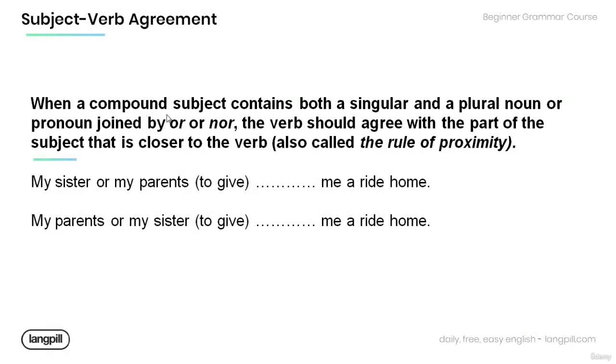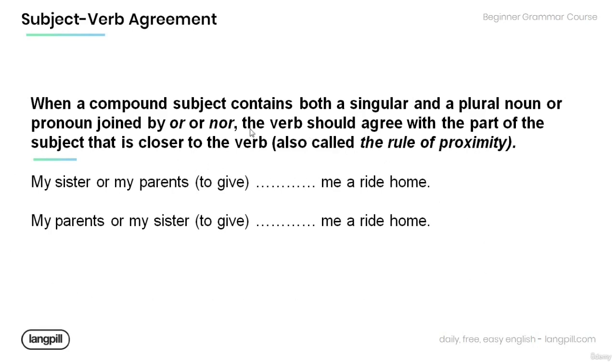Remember that when a compound subject contains both a singular and a plural noun or pronoun joined by or or nor, the verb should agree with the part of the subject that is closer to the verb, which is also known as the rule of proximity.